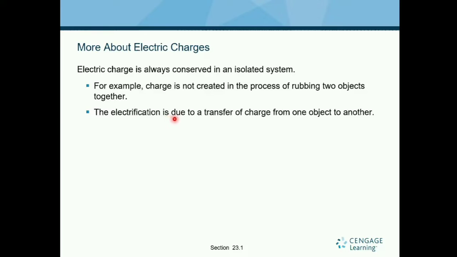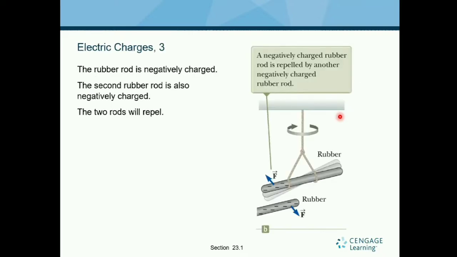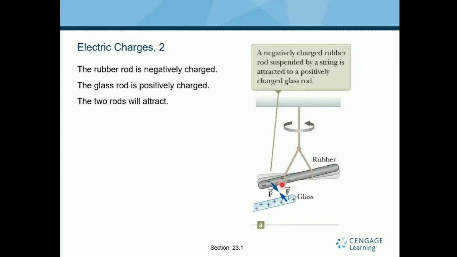Electrification is due to a transfer of charge from one object to another. For example, if I go back to this experiment, you can rub this rubber rod with this glass rod. So one will have a negative charge, the other one will have a positive charge. And this charge is not created. Basically, it means negative charges moved from the glass rod to the rubber rod.